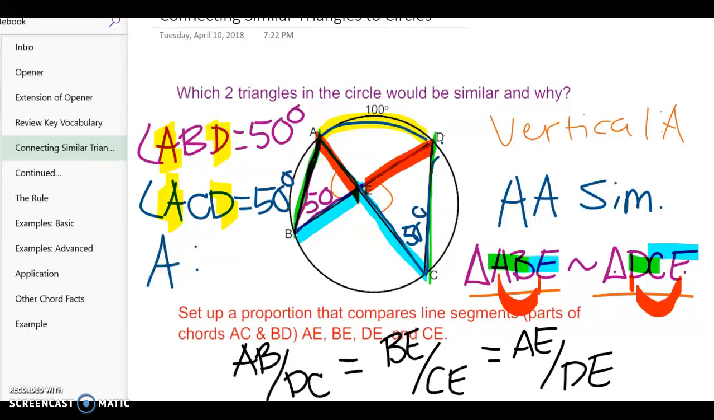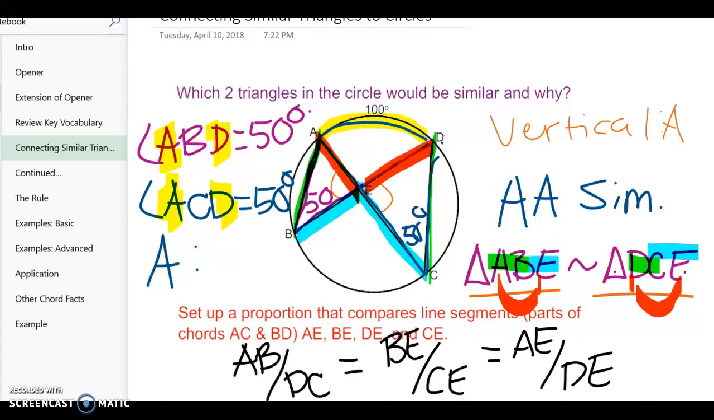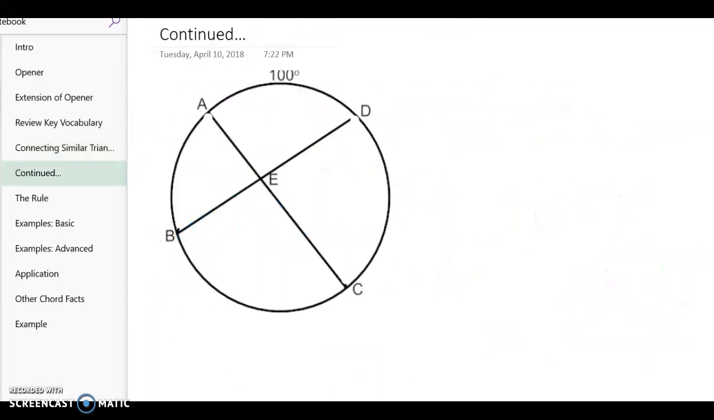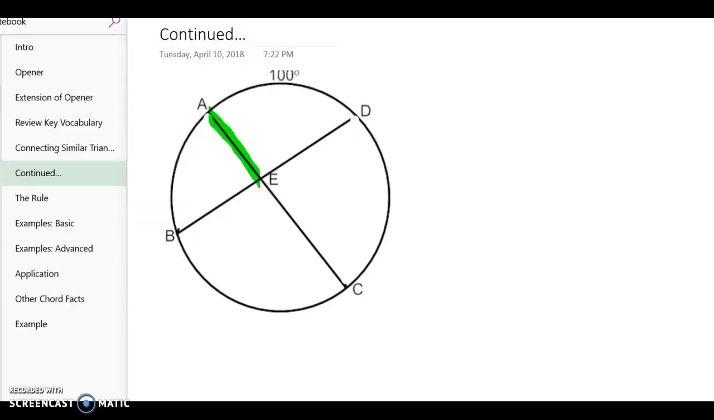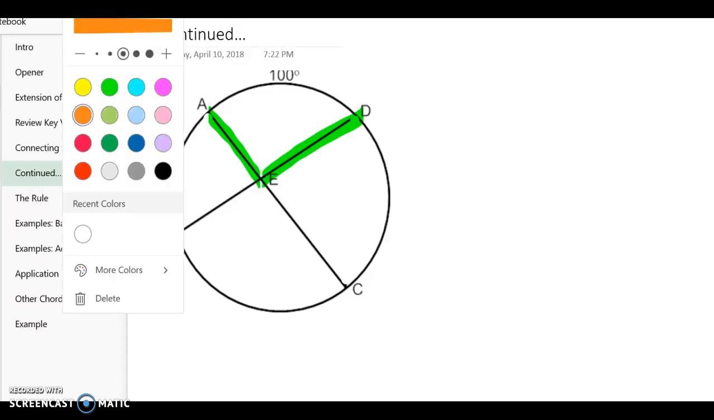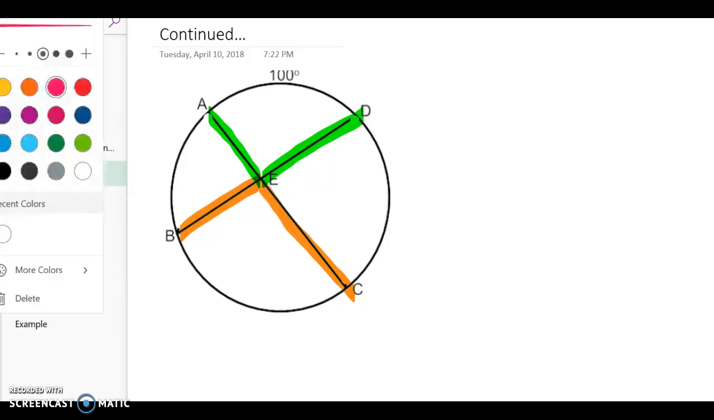But we don't always have triangles in circles. What would happen if I only looked at the chords AC, from A to C, and from B to D? And that's what we're going to do here on this next page. So right before we had these things highlighted, we had, from our similarity statement, if you go back just a second, then we had AE was similar to DE. Okay? And we had that BE was similar to CE. So let's just set that up and see what that looks like.